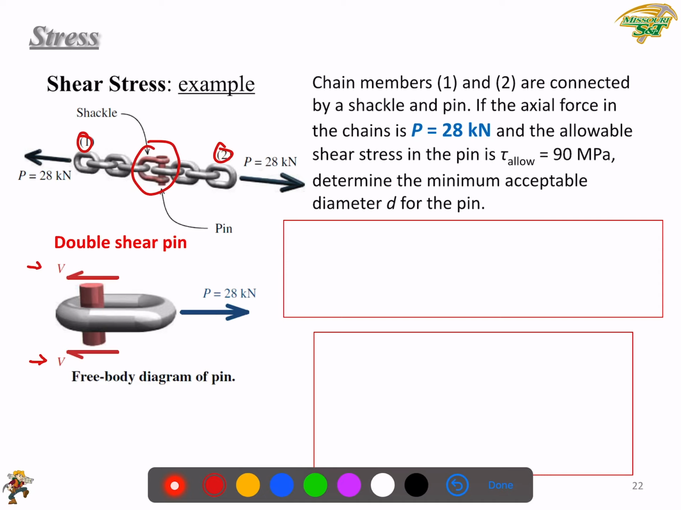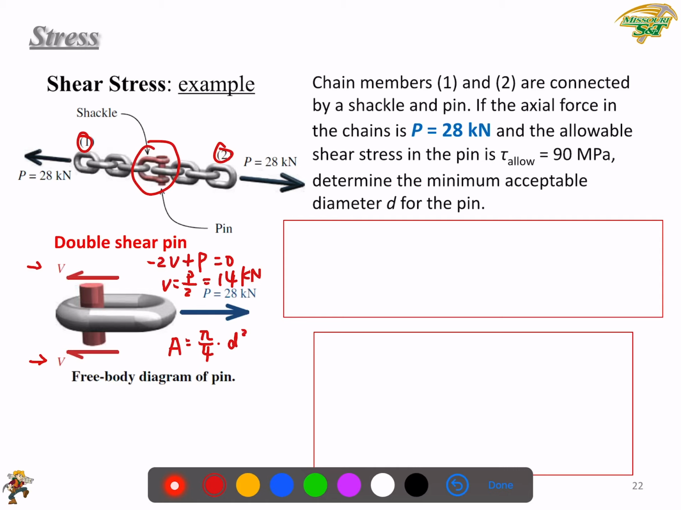Okay, according to the free body diagram, we can write an equilibrium equation: negative 2V plus P equals 0. And V will be half P, right? That would be 14 kilonewton. Then if we know the diameter of the pin, we can calculate its area, A equals pi over 4 times d squared. Then you use V over A and you can calculate the shear stress.